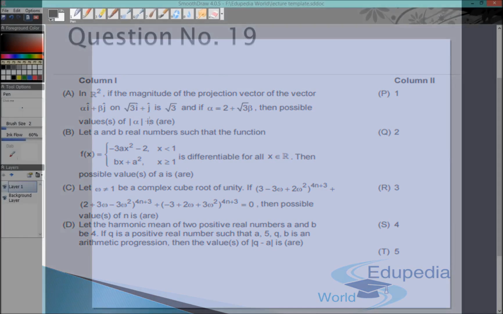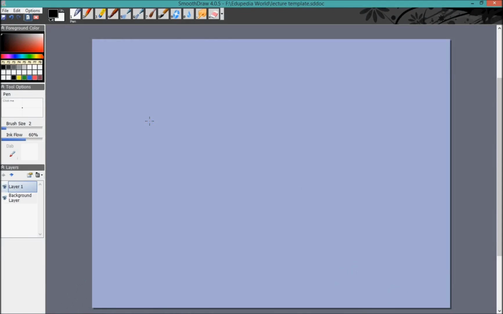Let's look at each option individually. Right. So let's look at the first match-the-column, which has the options 1, 2, 3, 4 and 5. A is the magnitude of the projection of alpha i plus beta j on root 3 i plus j, which is root 3, and alpha is 2 plus root 3 beta. What are the possible values of alpha?